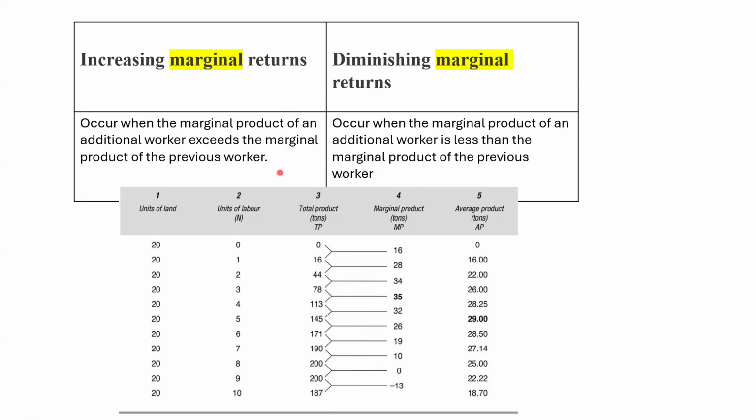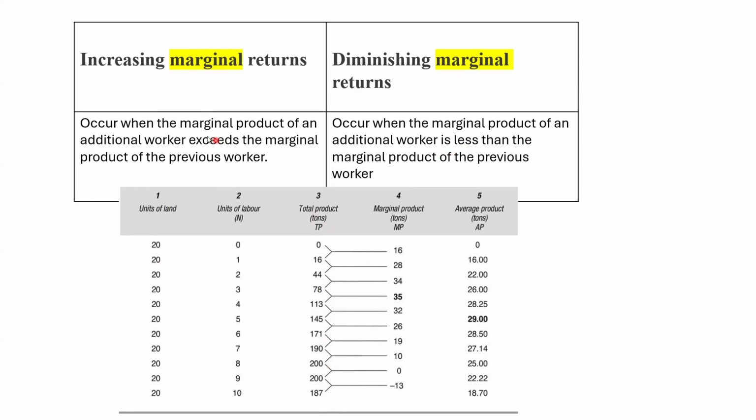Of the previous worker, increasing marginal return. And the diminishing marginal return, it will occur where? When your marginal product of the additional worker is less than the marginal product of the previous worker. So let's start with the increasing marginal return.